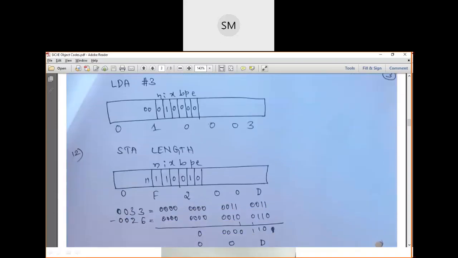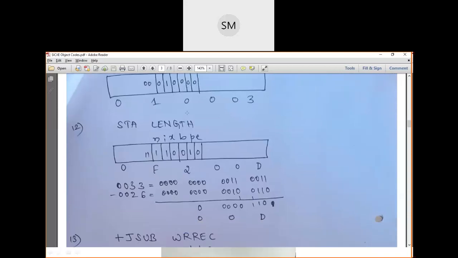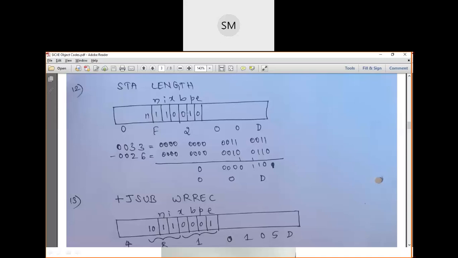Then next is LDA 3. Since they have given the value directly here, you can take that value directly as the displacement. Okay, 003. Since you are taking the direct value, there is no need to calculate the displacement. So you are not using any relative addressing mode here. BRP. STA length. Here also you are using program counter relative addressing mode.